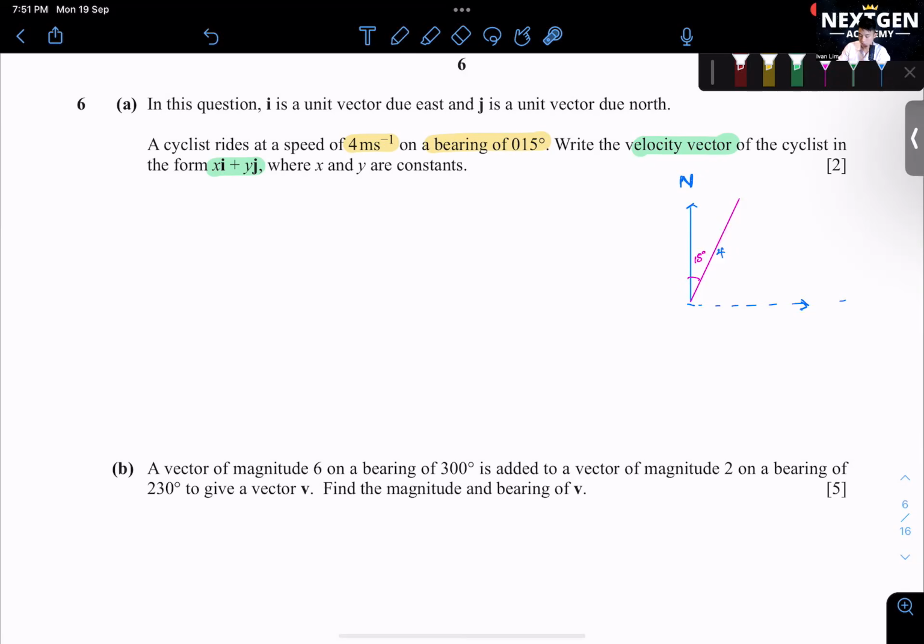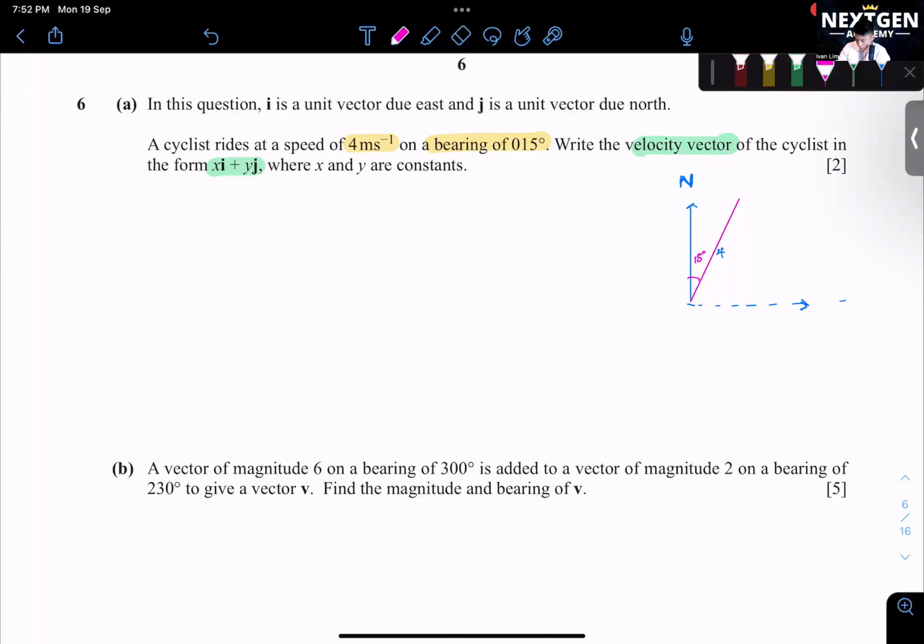Like this one, the vertical here, right? This will be 4 cos 15, because it sounds like cross. Then after that, the other side will be sine. But if you don't understand this one, just use your SOH CAH TOA. It's basically just using SOH CAH TOA.